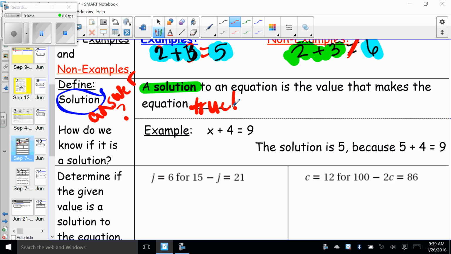It makes it true. So sometimes when we're solving, we make errors. We get an answer, we think, well, it's the answer I got. It's what my calculator said, so it must be correct. But we always have to make sure it's correct by checking the solution or the answer.